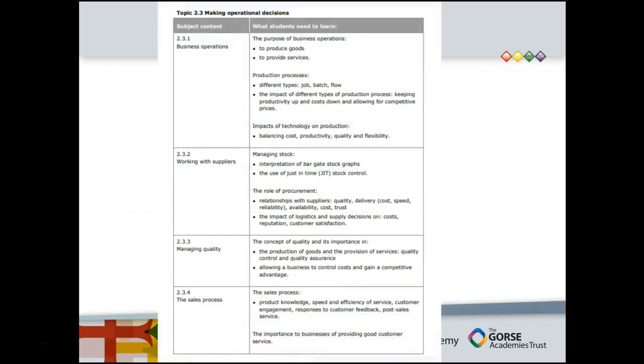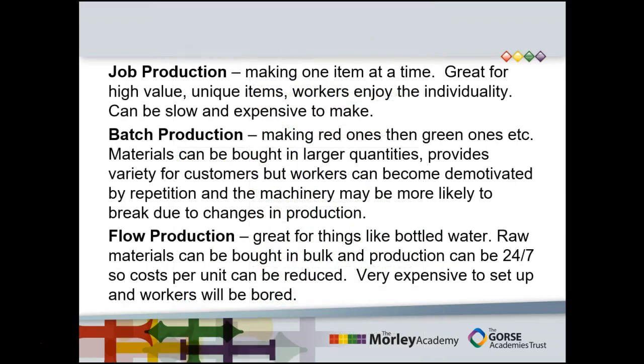So 2.3, again, lots to think about in 2.3, and feel free to have a quick check off of the things you can and can't do. We've got job production, batch production and flow production. Job production, obviously really, really important. Job production is the ability to make unique one-off items, great for making high value items, but it can be very slow and expensive to make one-off individual items.